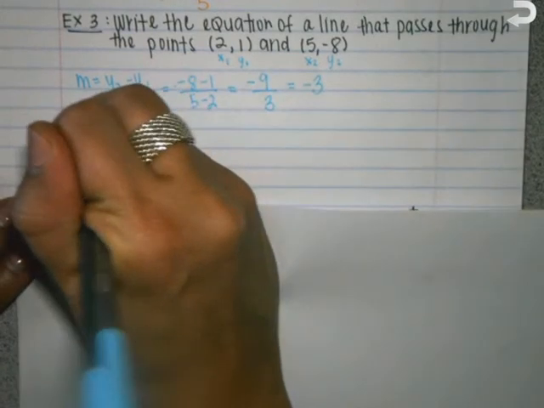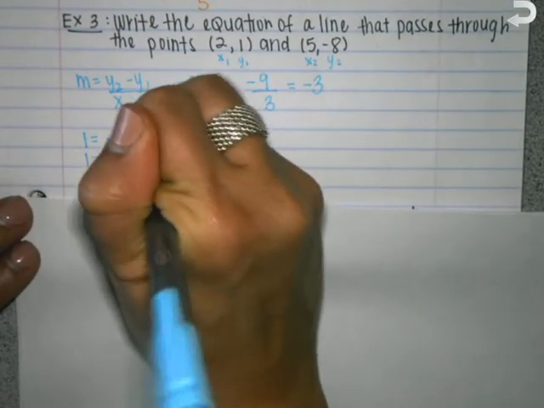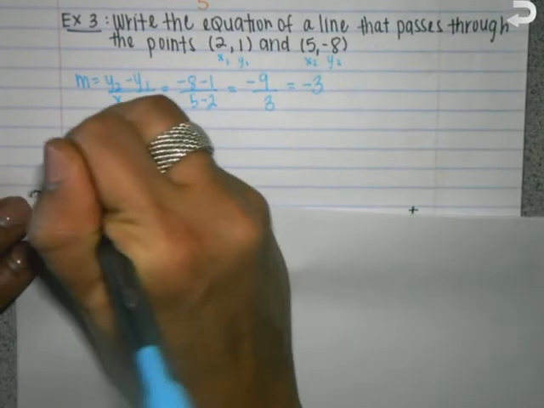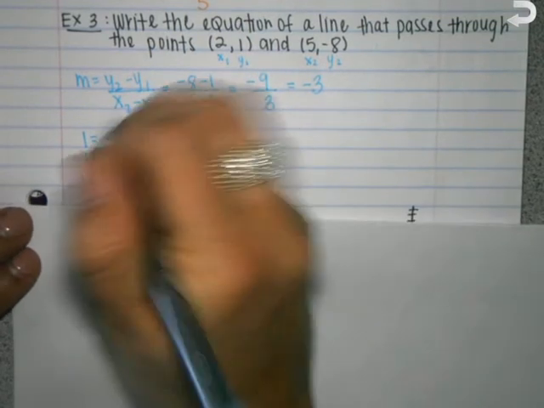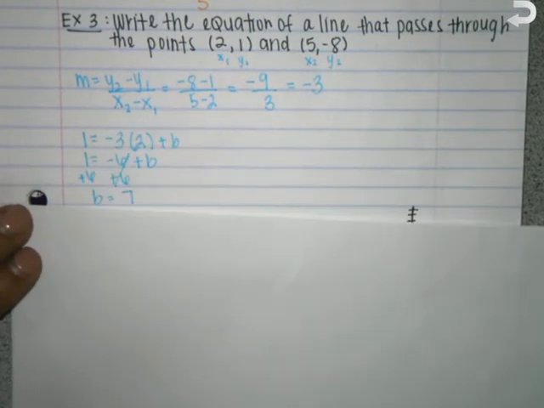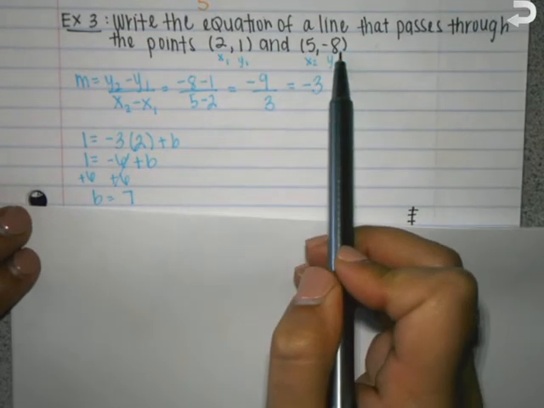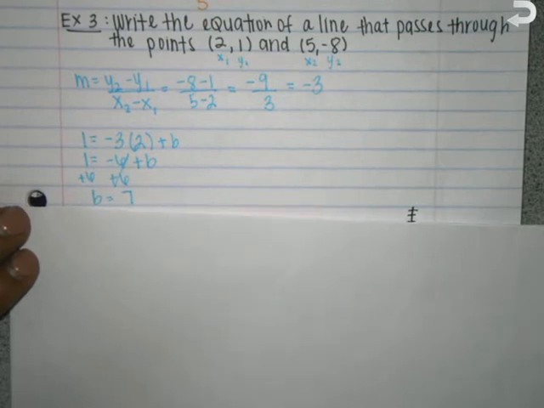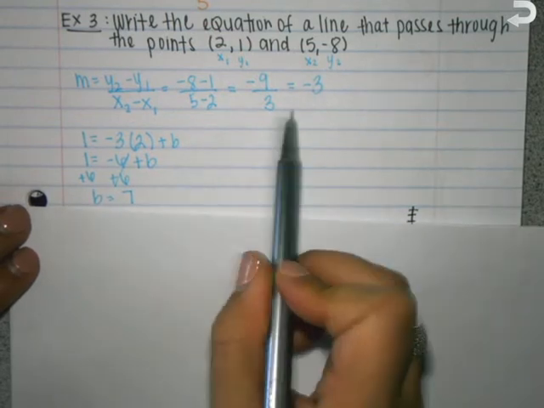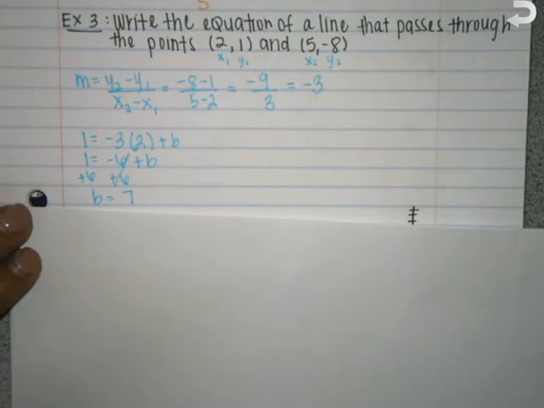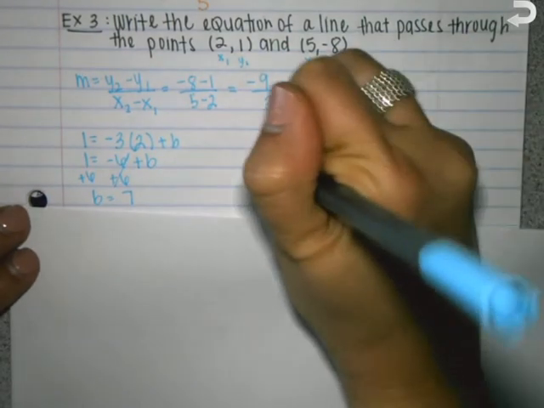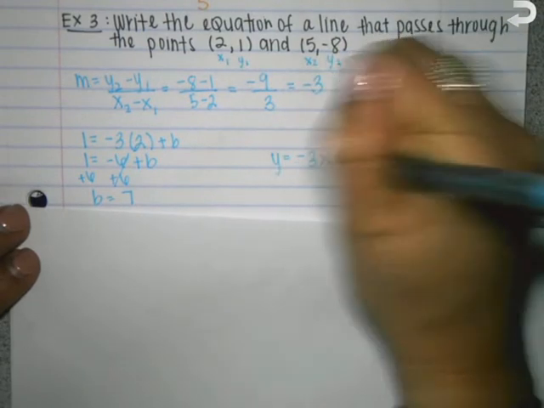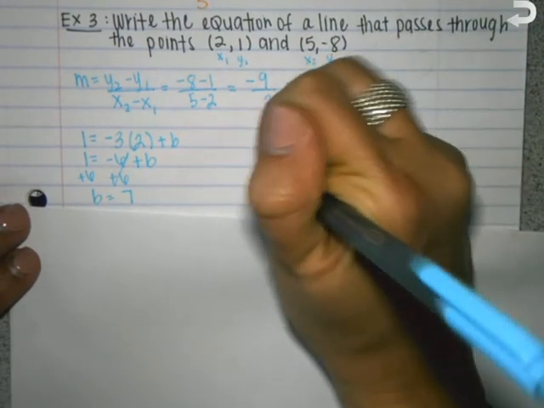So 1 equals negative 6 plus b. Add 6 to both sides. So we get b equals 7. If I plugged in 5, negative 8, I still would have got b equals 7 because all these points lie on the exact same line. So now I have my b and I have my m, and I can rewrite the whole thing in slope-intercept form. So that's y equals negative 3x plus 7. And there's your equation.